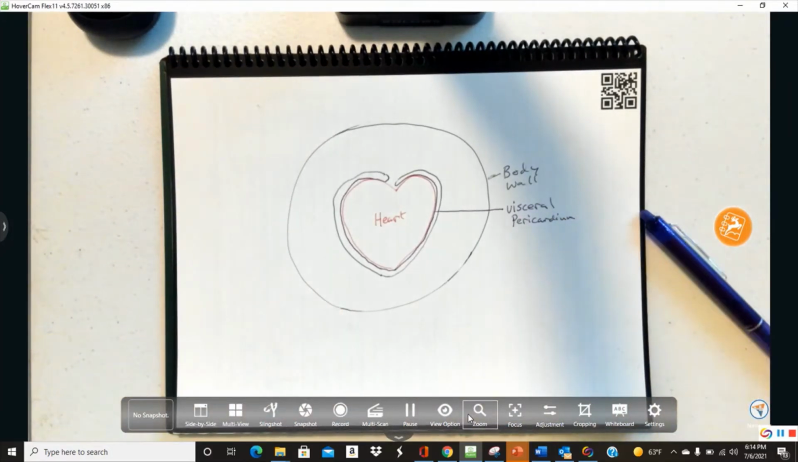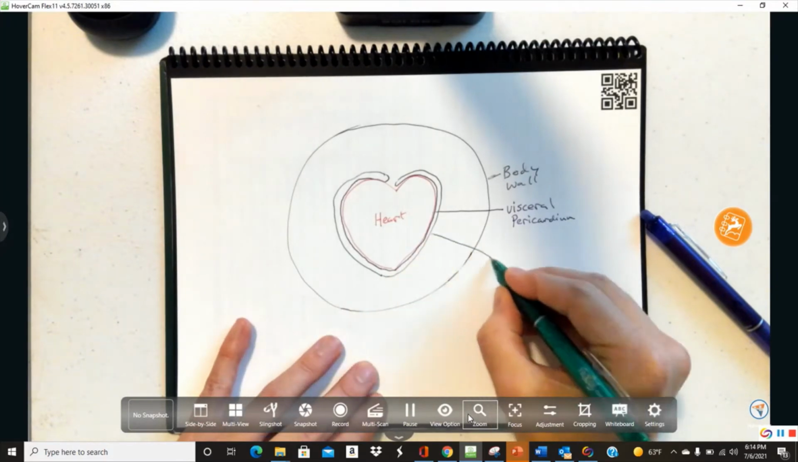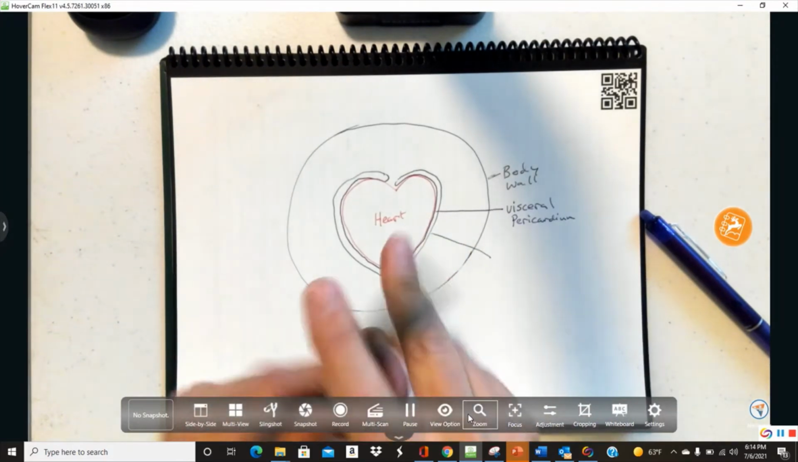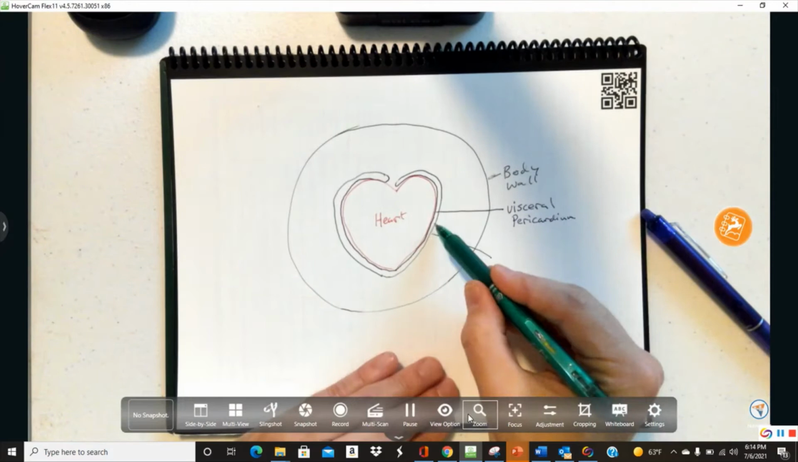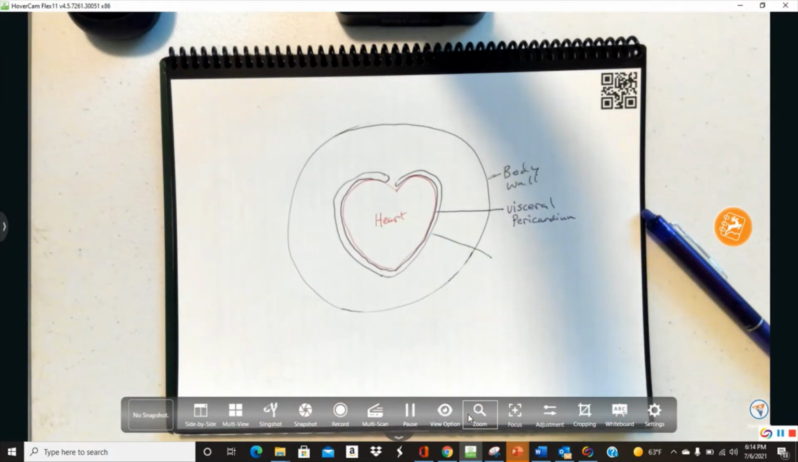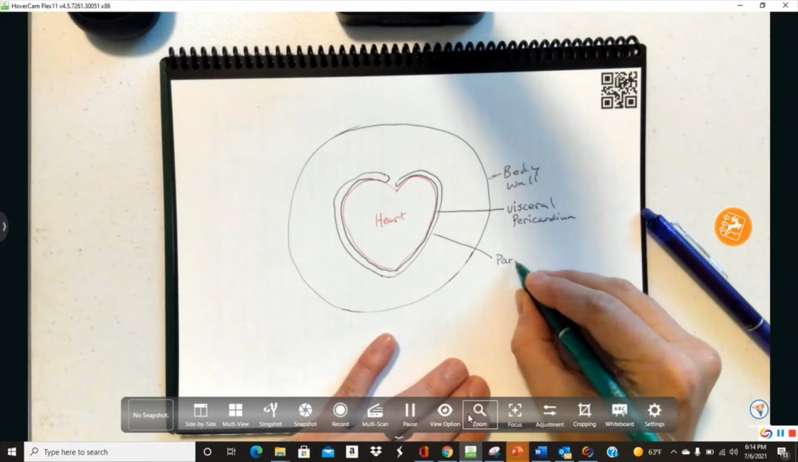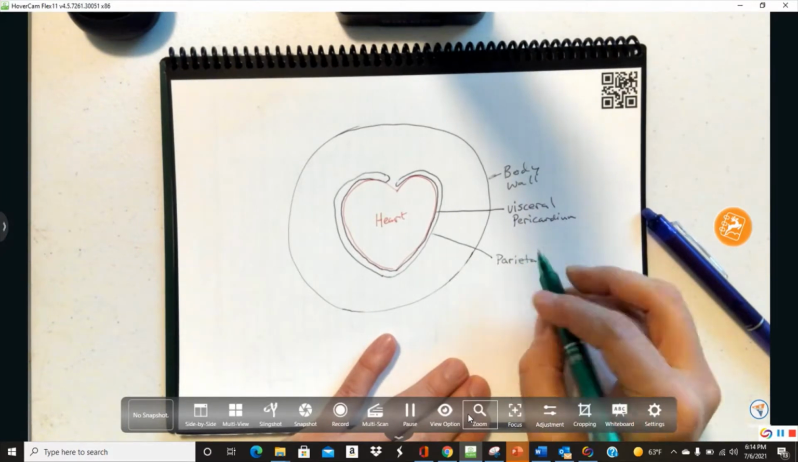Also, with serous membranes, there is always an outer layer that is nearest to, closest to, or sometimes even physically attached to the inside of the body wall. This is called the parietal layer, the parietal pericardium.